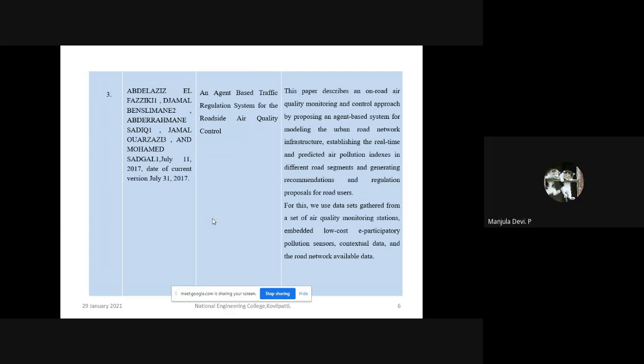An agent-based traffic regulation system for the roadside air quality control. This paper describes an on-road air quality monitoring and control approach by proposing an agent-based system for modeling the urban road network infrastructure and establishing the real-time and predicting air pollution indexes in different road segments and generating a recommendation and regulation purposes for road users.